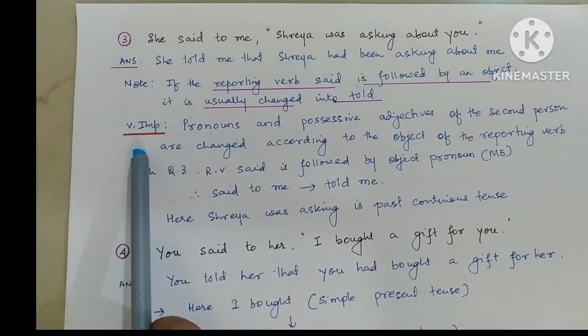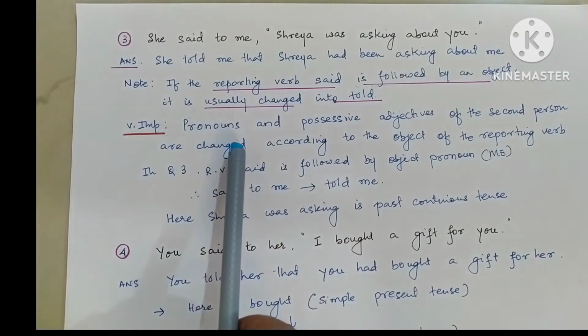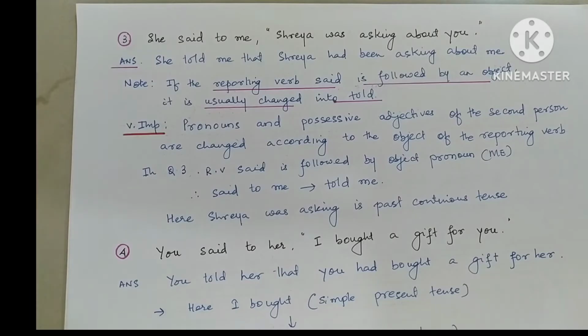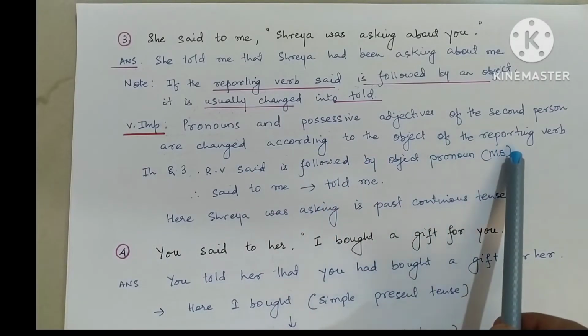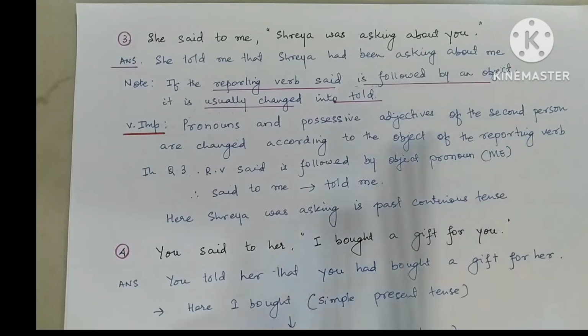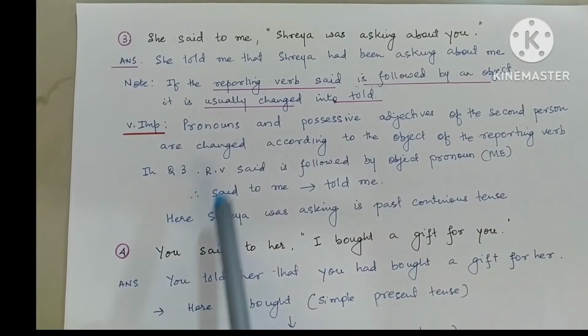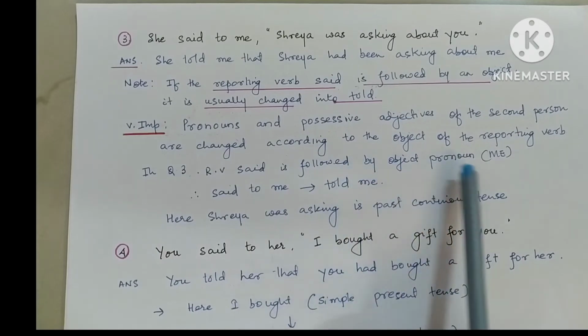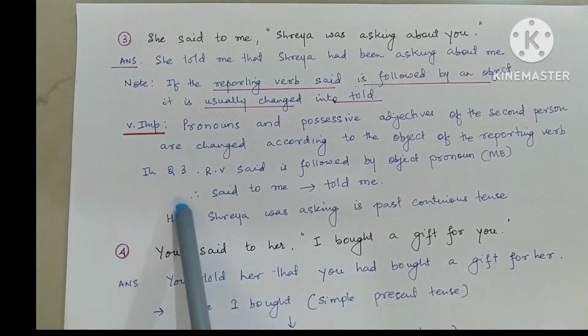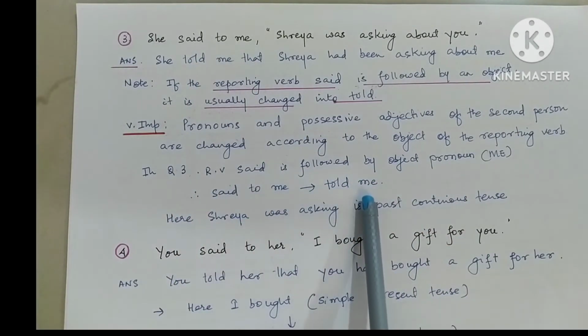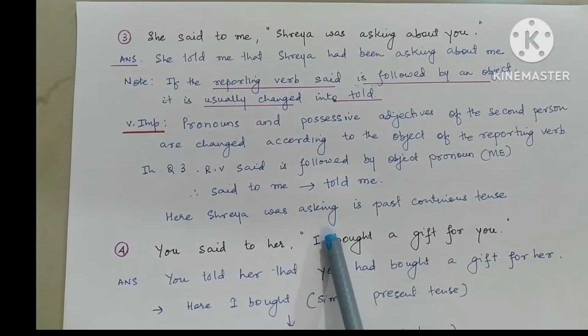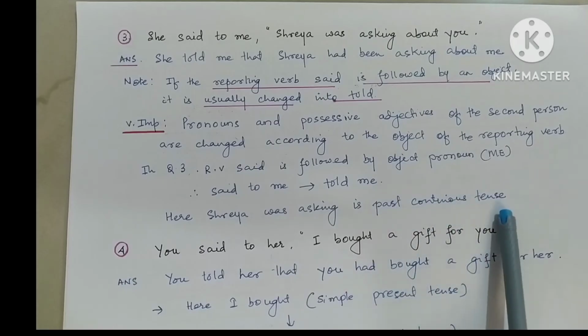Now something to keep in mind, very important, is that pronouns and possessive adjectives of the second person are changed according to the object of the reporting verb. Now in question number 3, the reporting verb said is followed by the object pronoun me. So said to me becomes told me. Here Shreya was asking is past continuous tense.